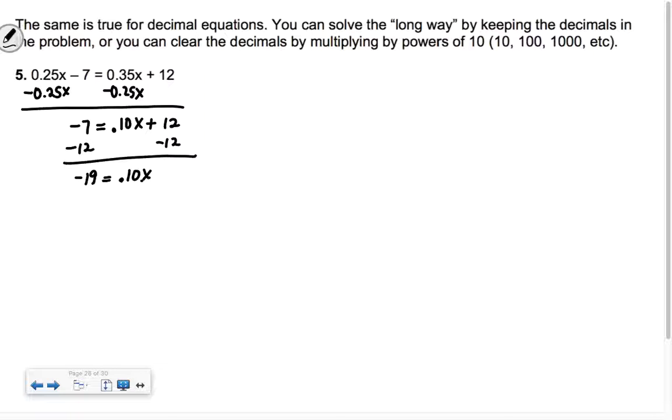And so now, if you think about what a decimal is, how do you read this? If I do 0.10, that's really 10/100ths, right?